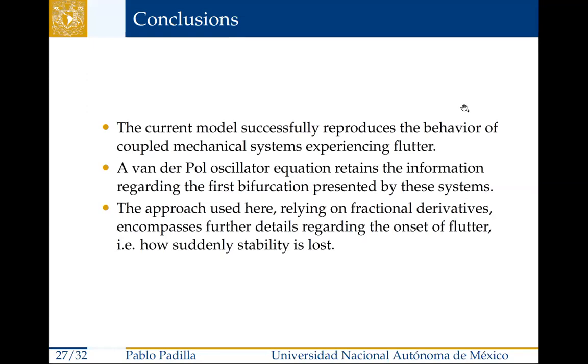So to conclude, let me read out what's in the transparency. The current model successfully reproduces the behavior of coupled mechanical systems experiencing flutter, and as I pointed out before, using van der Pol models for fluttering is not new, and it is a fairly reasonable approach. A van der Pol oscillator equation retains the information regarding the first bifurcation presented by these systems. And the approach used here, which relies on fractional derivatives, encompasses further details regarding the onset of flutter, which we believe deserves to be better understood. In particular, this last remark, specifically how suddenly stability is lost.